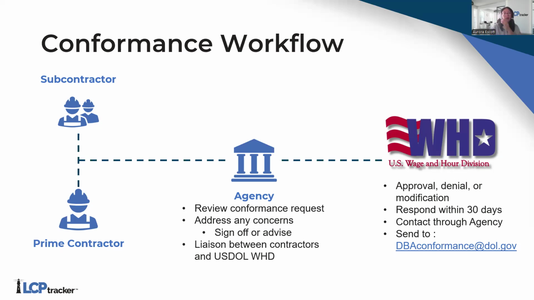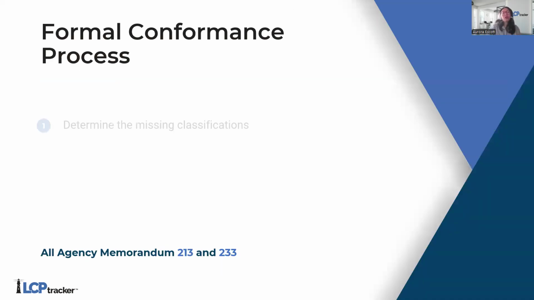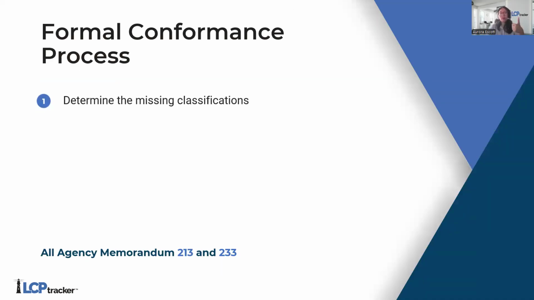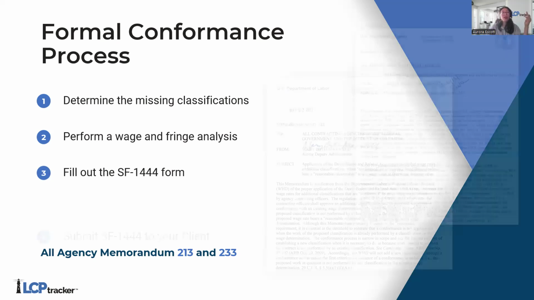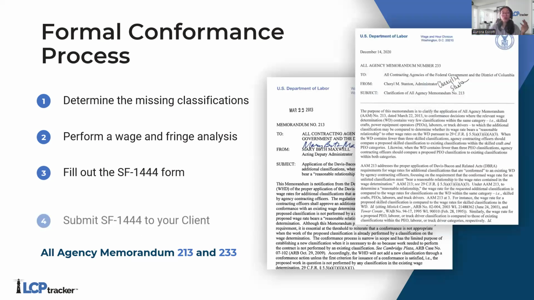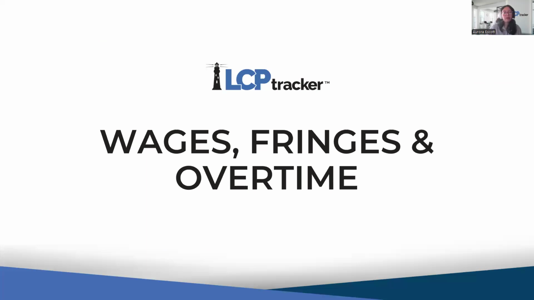Okay. All right. The formal conformance process in a nutshell: you've got to double check if your classifications are missing. If they are missing, then you've got to perform an analysis, meaning you're going through the wage determination and creating a reasonable rate for your missing craft based off of that. Then you fill out the SF 1444 form and submit that to your client. And again, all agency memos 213 and 233 are going to be your best friends.